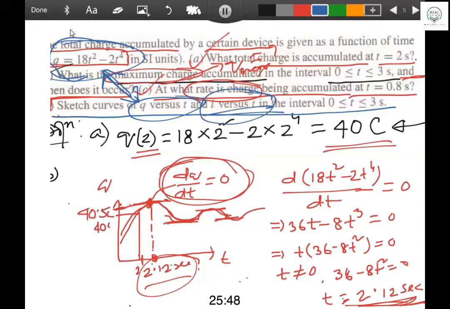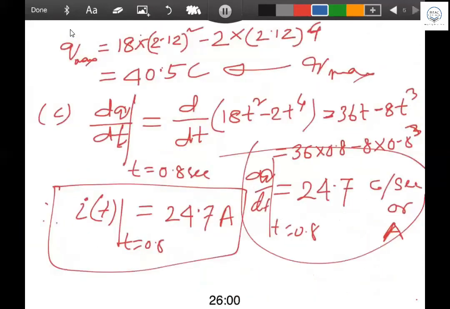I is Q divided by T, dq by dt. And dq by dt, you can convert into I, and then I versus T. These two graphs you have to develop now. Now let's go. In order to develop the graph, we have to do some calculation.